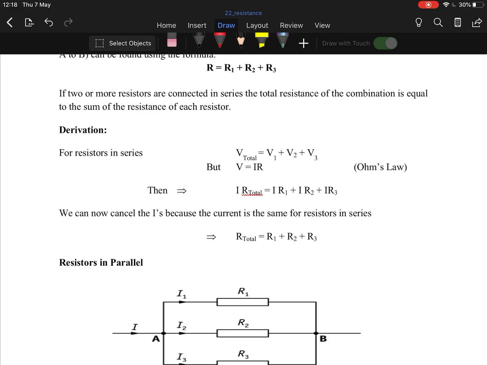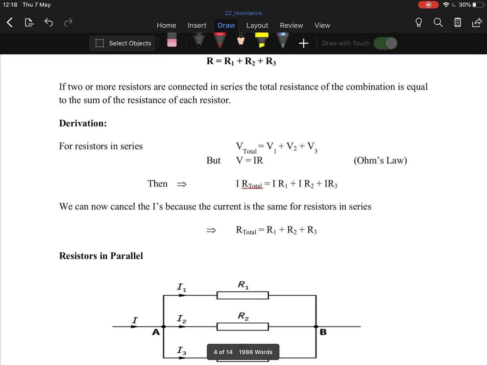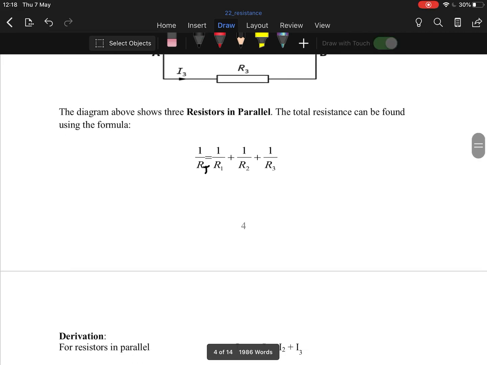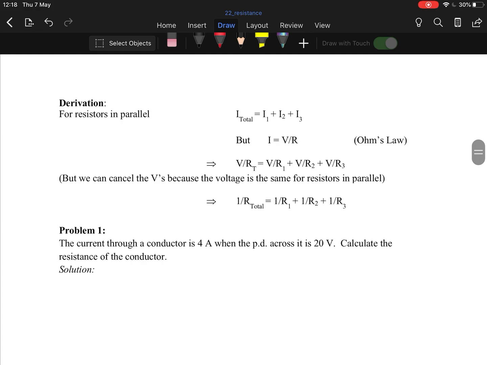Okay? Fairly straightforward. Now, funny enough, that one doesn't get asked as much as the next one, because the next one's slightly harder. So, resistance in parallel, we know that 1 over R total is equal to 1 over R1 plus 1 over R2 plus 1 over R3. Okay? Where does that come from?